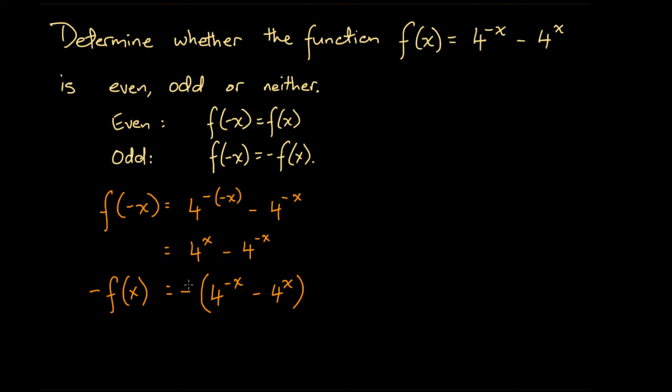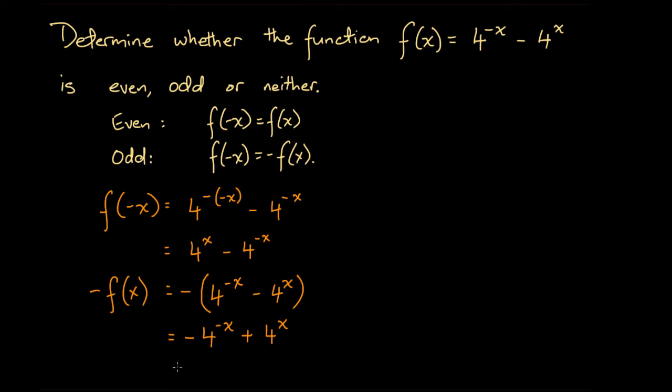Well, again, we can simplify this by multiplying each of these components by negative 1. So negative 1 times 4 to the negative x, so that's negative 4 to the negative x. Here we've got minus 1 multiplied by negative 4 to the power of x. So a negative multiplied by a negative is a positive, so this will be plus 4 to the power of x. What's interesting here is that this expression is the same as this expression.